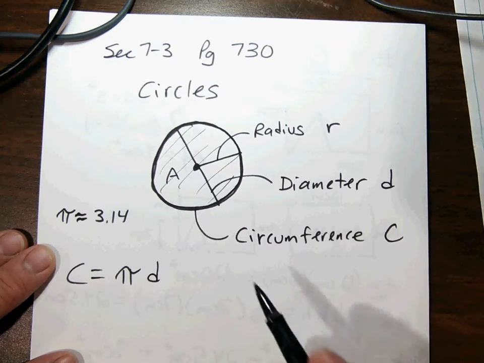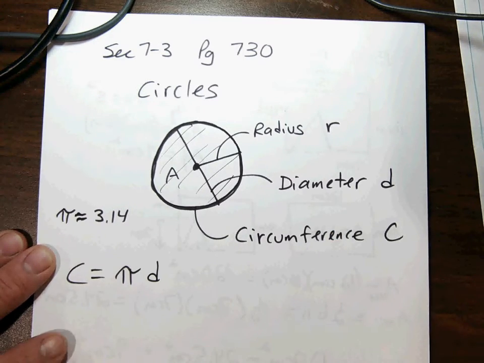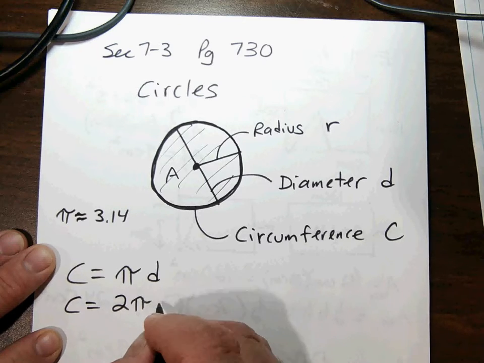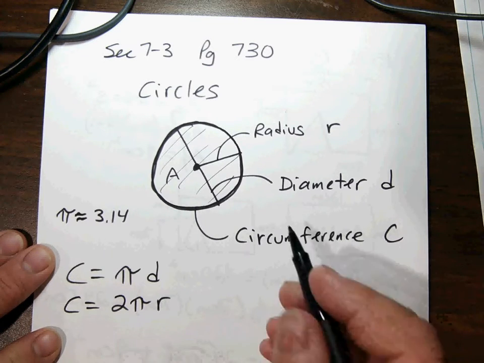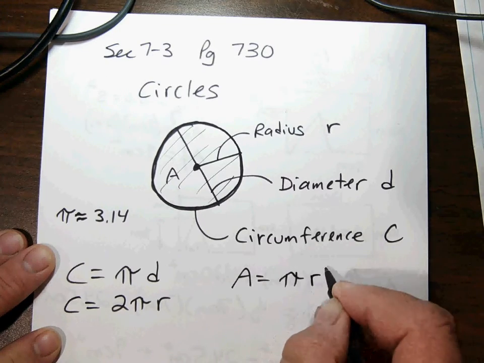Now the diameter is twice as long as the radius. So another way to say the same thing would be 2 times pi times radius. That's the same thing as pi times diameter. The area of a circle is pi times radius squared.